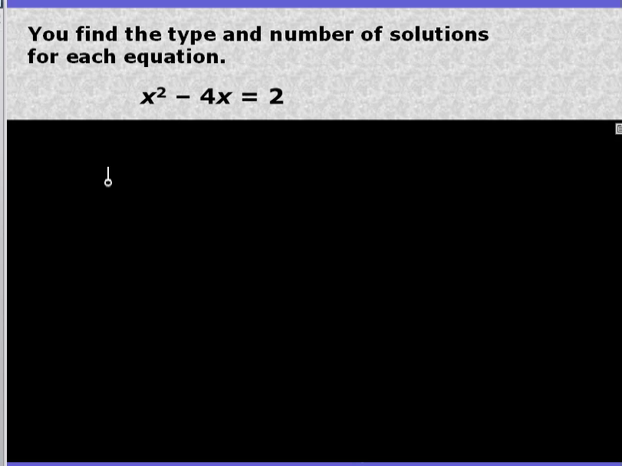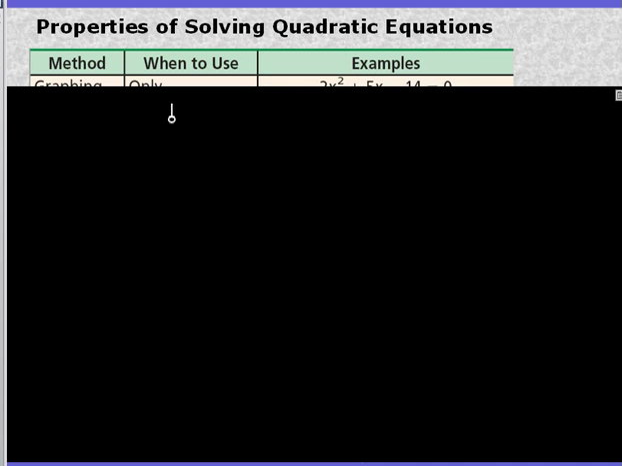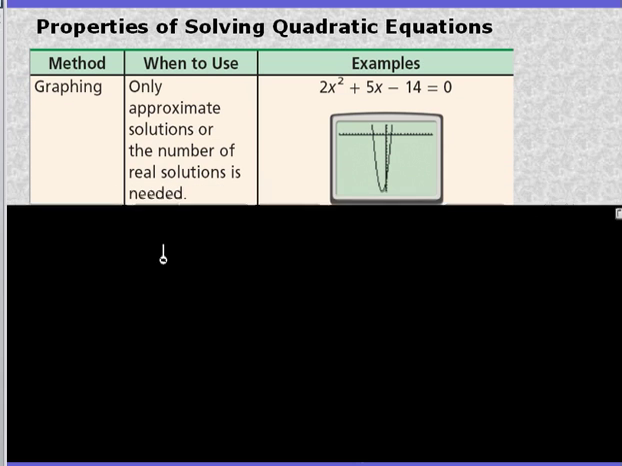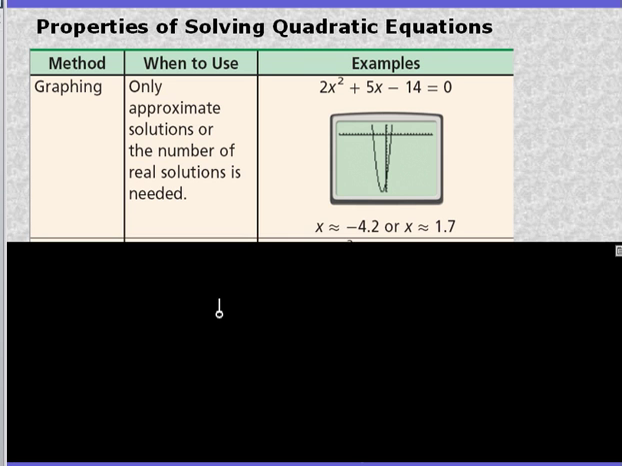And now I'm going to summarize the different ways we have for solving quadratic equations, because it's probably all kind of mixed up and confusing. This is a nice summary of everything. So properties of solving quadratic equations, graphing only. So you only get approximate solutions, even if you graph by hand or graph on the graphing calculator. It's a good quick way to do things, but if you want exact answers, it's not really as good.